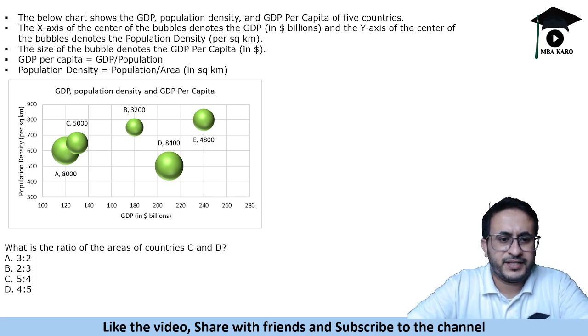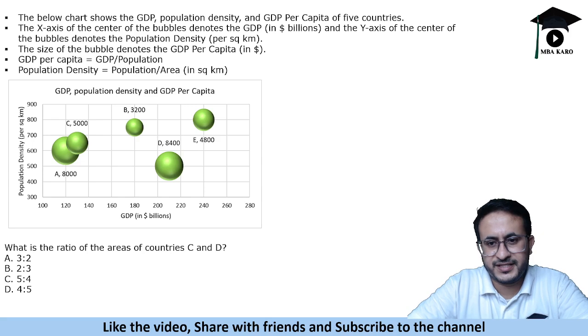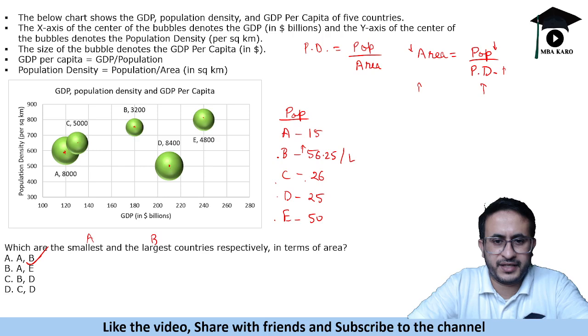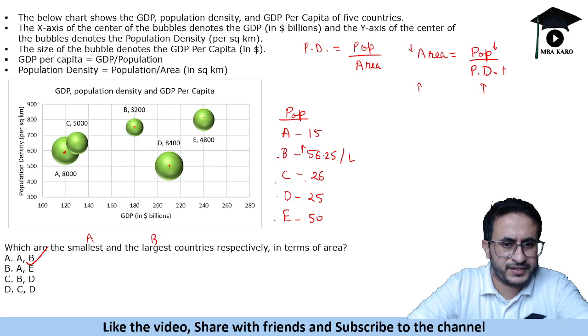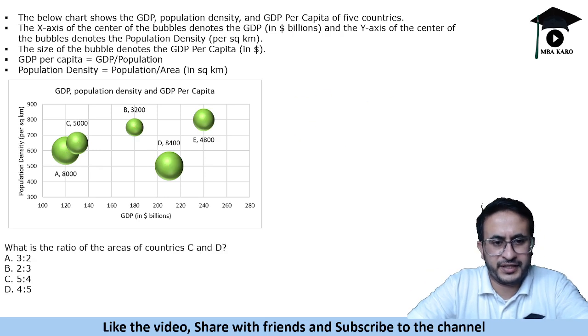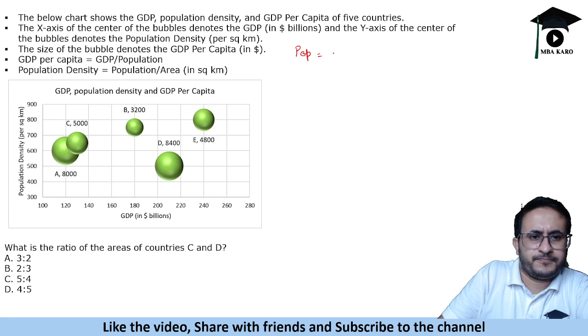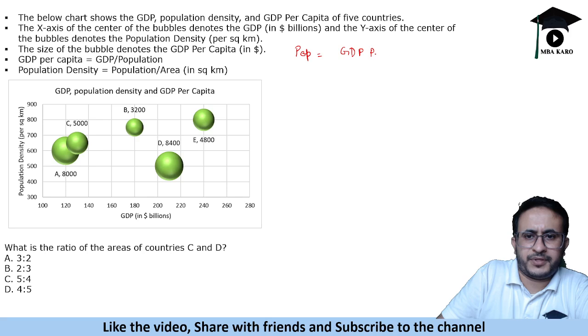Next question, what is the ratio of areas of countries C and D? One thing is you calculate the areas and find the ratio. Another thing is just use these numbers. If you have calculated the areas, that is good. If you have not calculated the areas, we can do it this way. We have already calculated the population, so we can use the area thing directly.